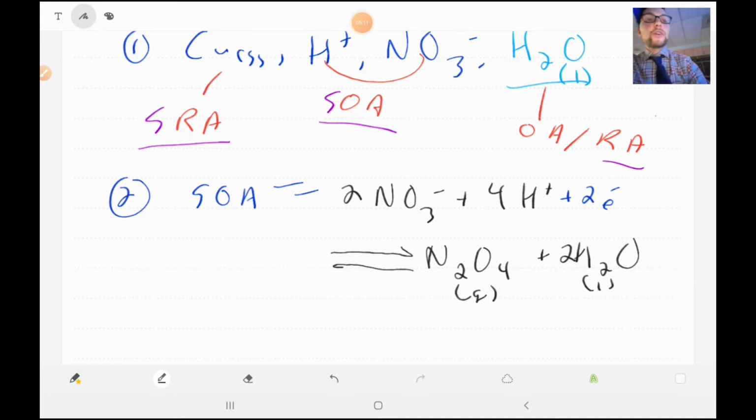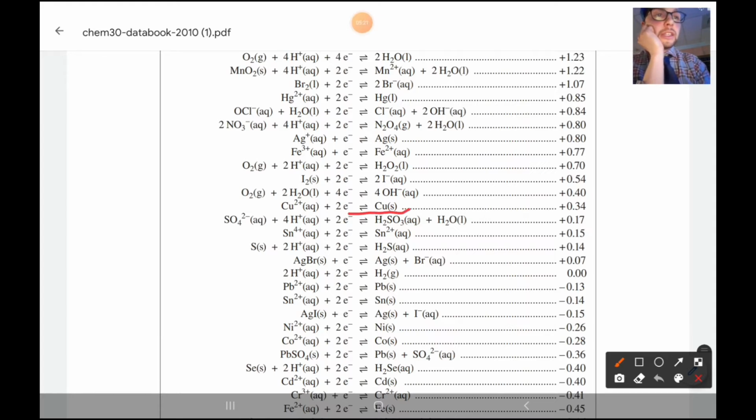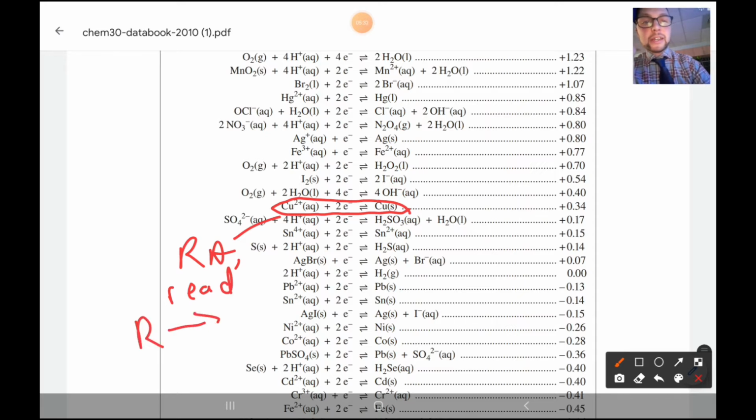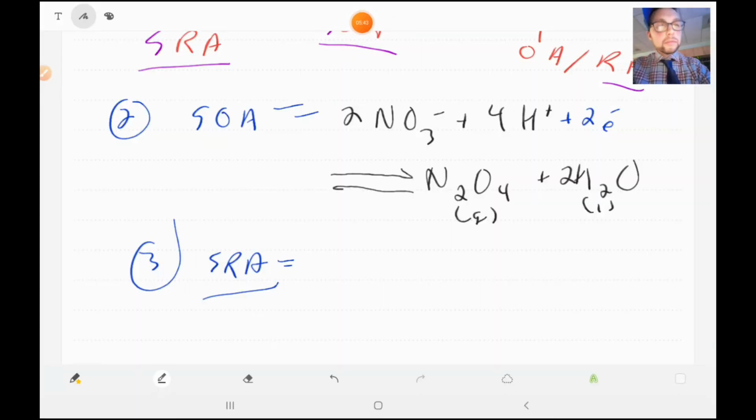We're going to do the same for step 3, but it's going to be for the reducing agent instead. And the reducing agent is over here. So you saw it now. Remember, because it's a reducing agent, right, you read from right to left. So we're going to read it this way. That's because it gets oxidized, right? RAs get oxidized and they don't get reduced. So don't write the reduction reaction. I'm going to go Cu solid to Cu 2 plus.